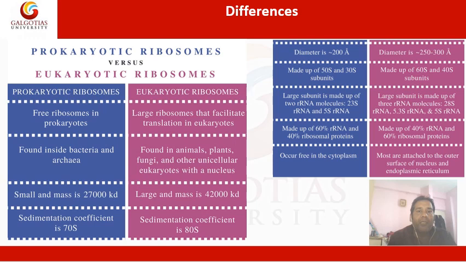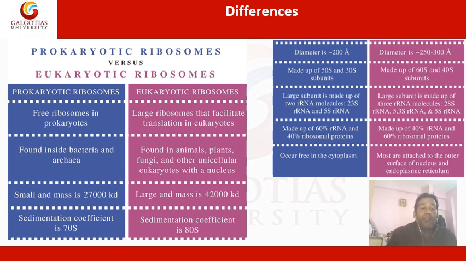Now let's see the difference between the prokaryotic ribosome and the eukaryotic ribosome. The prokaryotic ribosomes are mainly found freely suspended in the cytoplasm, whereas the eukaryotic ribosomes are mainly found attached to the nuclear membrane or attached to the endoplasmic reticulum, along with being freely suspended. And the prokaryotic ribosomes are mainly found in prokaryotes, that is bacteria and archaea, whereas the eukaryotic ribosomes are found in eukaryotic organisms like animals, plants, fungi and other unicellular eukaryotes.